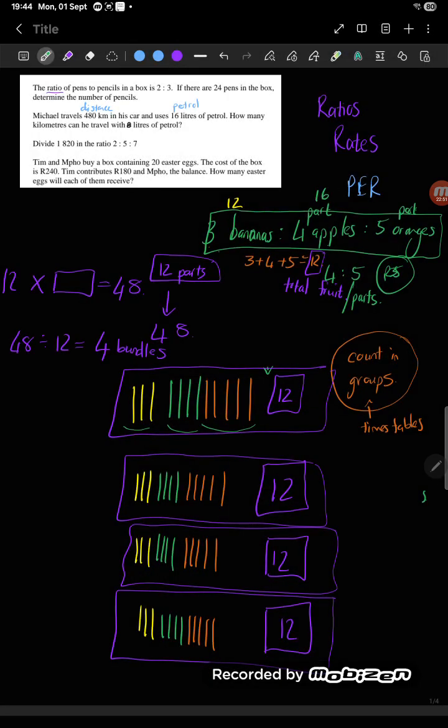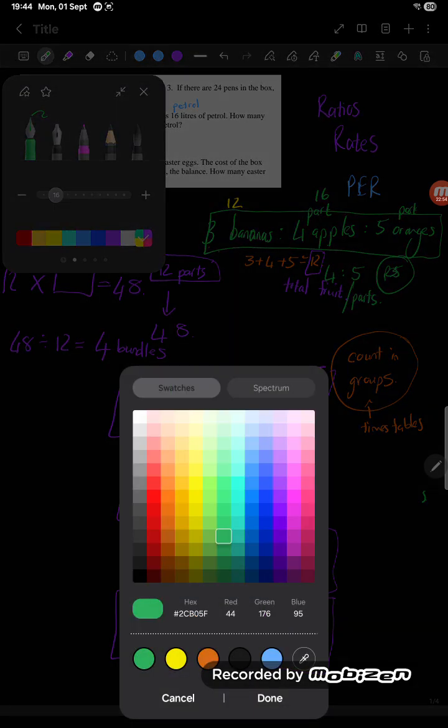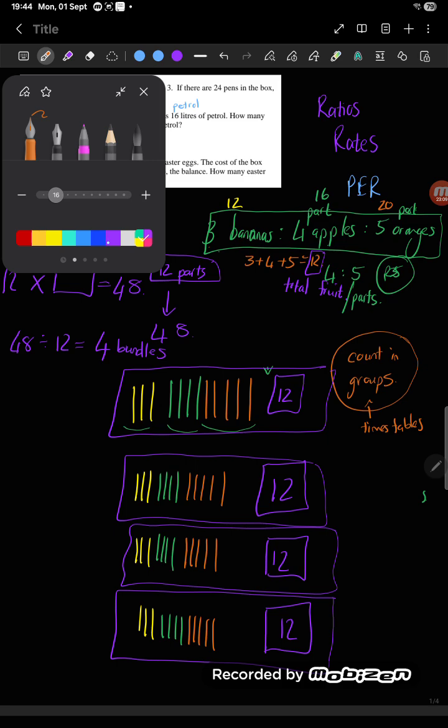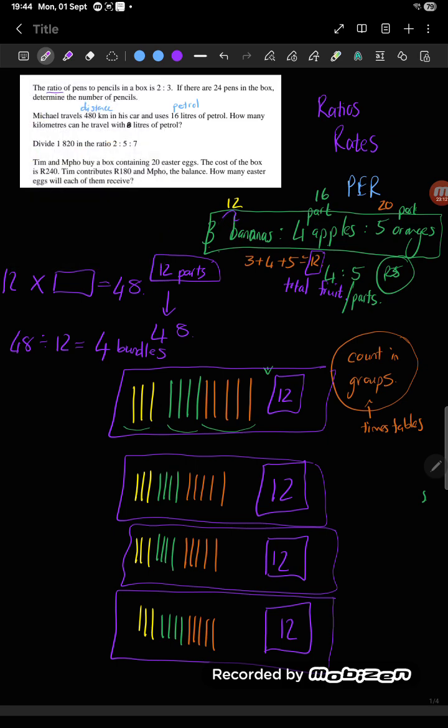Then I can say oranges. 1, 2, 3, 4, 5, 6, 7, 8, 9, 10, 11, 12, 13, 14, 15, 16, 17, 18, 19, 20. So, 20 oranges. What did I do from 3 to get to 12? I times 4. From 4 to get to 16, I times 4. Can you see everything is times by the same number, by 4.